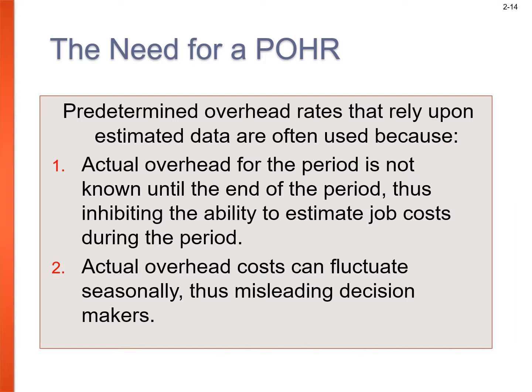Why? Because actual overhead for the period is not known until the very end. So you really can't determine your overhead costs as you're going or working and completing different products or jobs or services. And actual overhead costs can fluctuate seasonally. So this could mislead us when we're making decisions. So we come up with a standard or predetermined overhead rate based on estimates. We try to estimate as close as possible to actual.